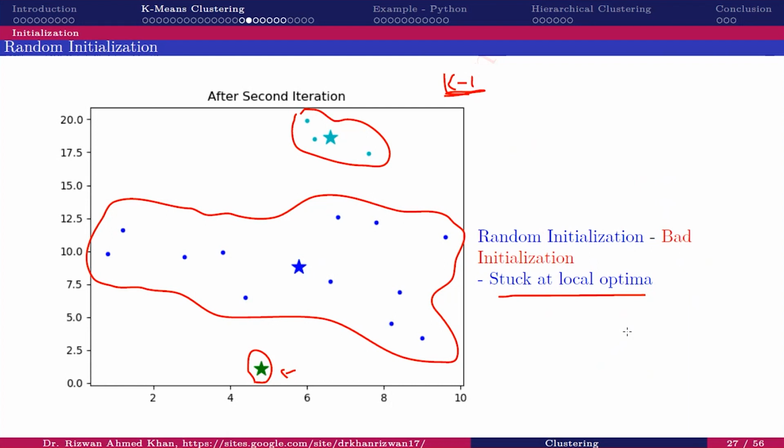Instead of getting the global solution, our cost function minimizes like this, and we get clusters in this shape, which is not the optimal solution. We can see visually this is not the optimal solution. So this scenario depicts that our solution is stuck at a local minimum instead of finding the global optimum solution.